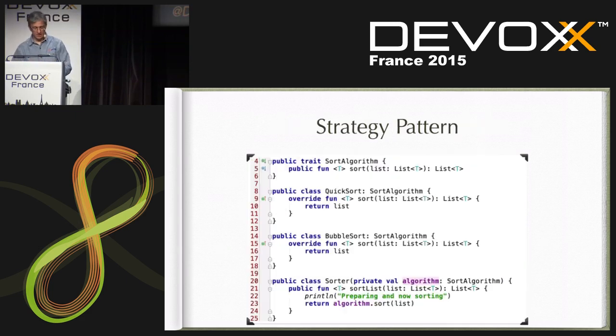Very typical one is the strategy pattern. So here I have a sort algorithm. And I have quick sort, bubble sort, and then sorter. All of that boilerplate code to create all of those objects and all of those classes for what? What exactly is really changing there?